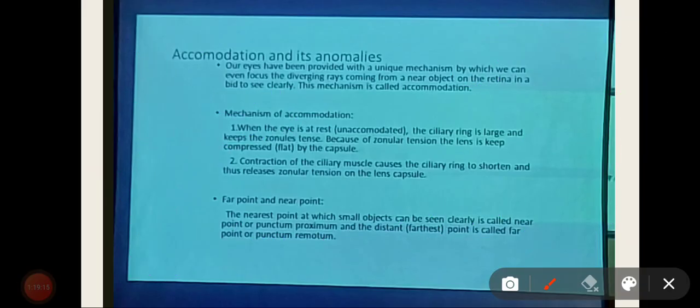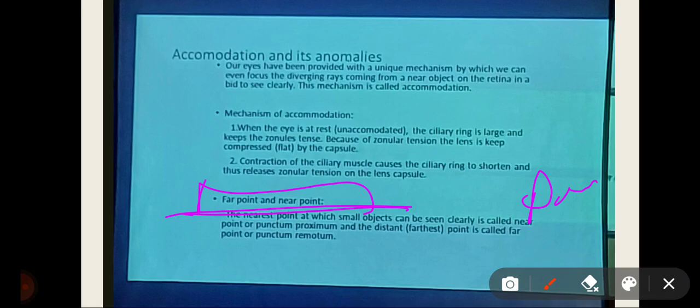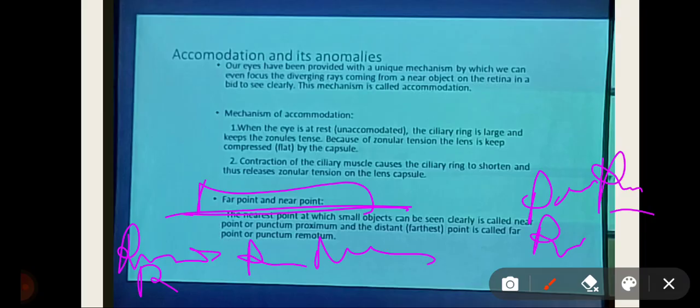The far point and the near point. What do far point and near point mean? The nearest point at which small objects can be seen clearly is called the near point, or the punctum proximum, and the distant or furthest point is called the far point, or the punctum remotum. Proximum is proximal, that is near, and remotum is for remote, that is far.